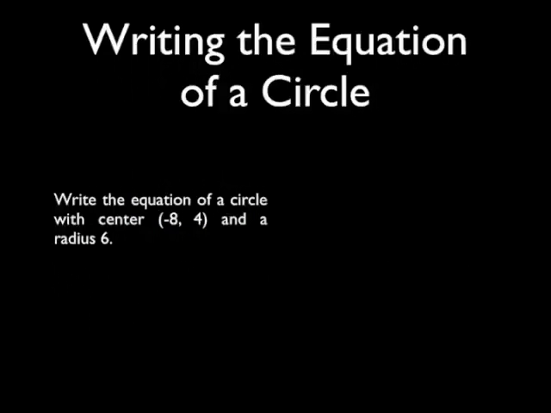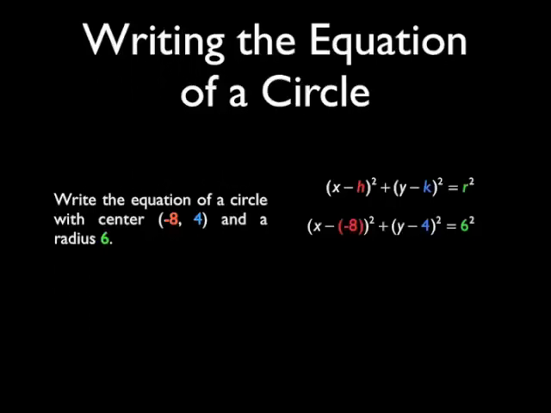Let's write the equation of a circle with center at (-8, 4) and a radius of 6. I'm not even going to bother to graph this because we happen to know the standard form of a circle. In order to write the equation, all that we need are the coordinates of the center and the radius. And, well, we're given the coordinates of the center as (-8, 4), and we're given the radius as 6. So all that we have to do is plug those numbers into our equation.